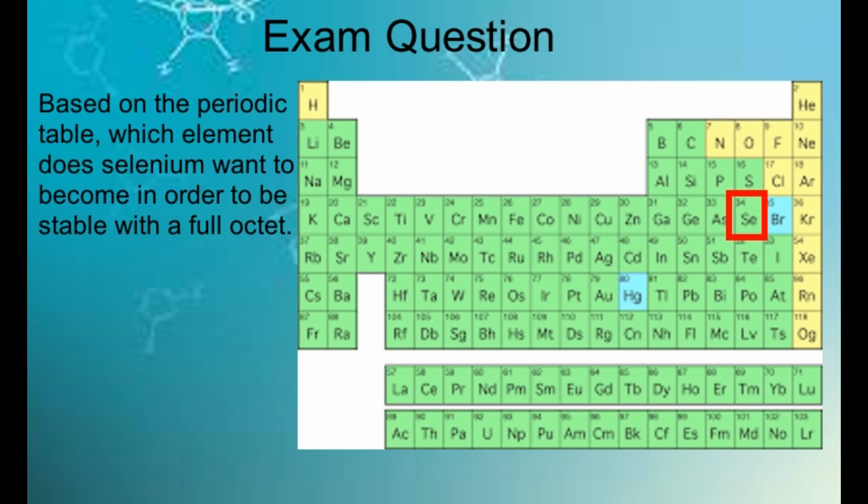Based on the periodic table, which element does selenium want to become in order to be stable with a full octet?